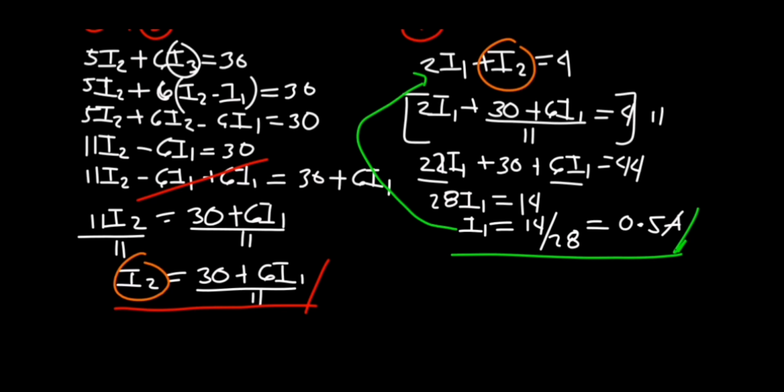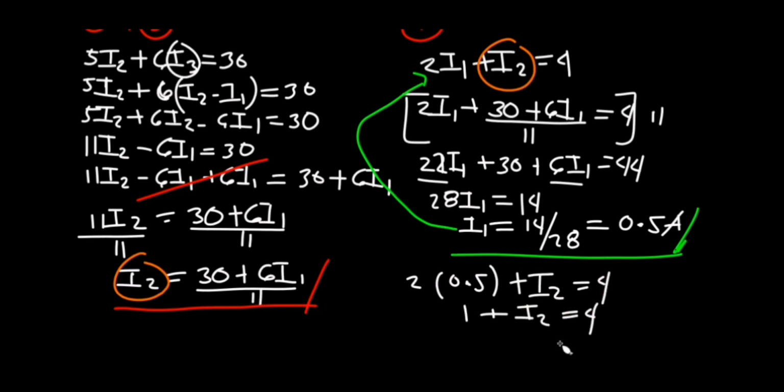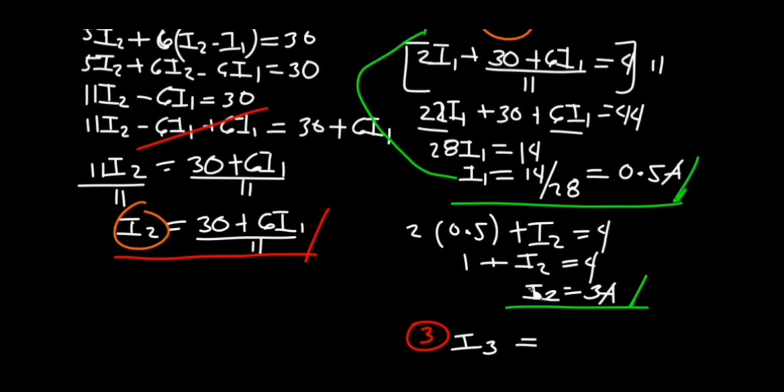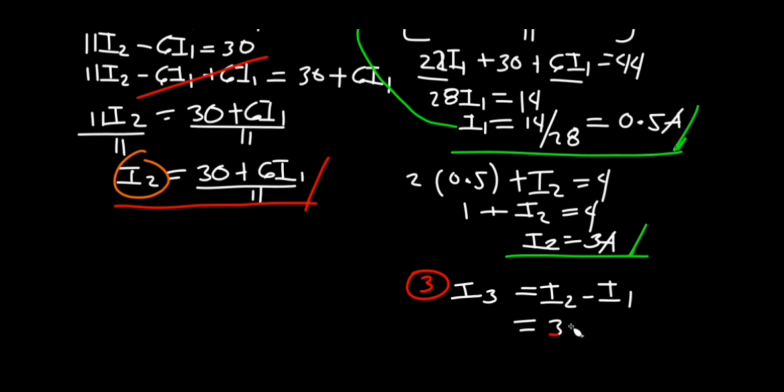Using the value of I1 in equation 1. 2 times 0.5 plus I2 equals 4. 2 times 0.5 is 1. So I2 will be equal to 3 amperes. Lastly, using the values of I1 and I2 in equation 3. 3 minus 0.5 which is equal to 2.5 amperes. So that's it guys, that's how we solve a circuit using Kirchhoff's law.